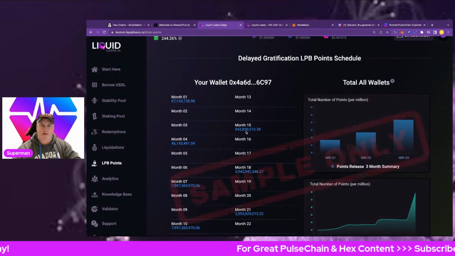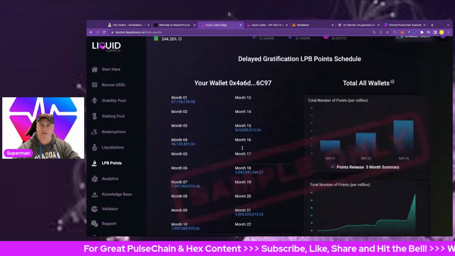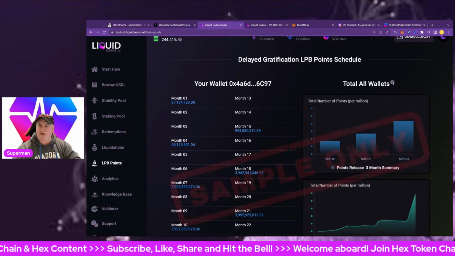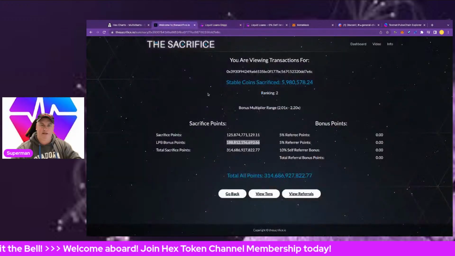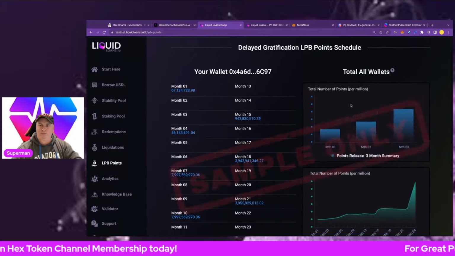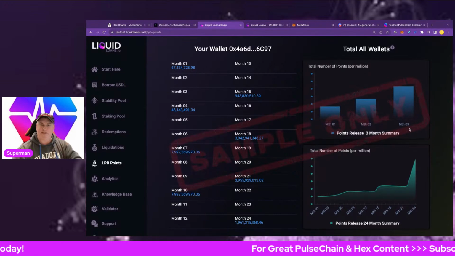We've got here month 1, month 15, month 4. So all this stuff coming out here. This just looks like an example, I think. All wallets here. So let's have a look. All wallets, total number of points coming out. So this is going to give us a view of the sacrifice with everybody's accounts coming out later on. So it looks like total number of points per million, the month that they're coming out. So obviously we know there's going to be over 2 years.